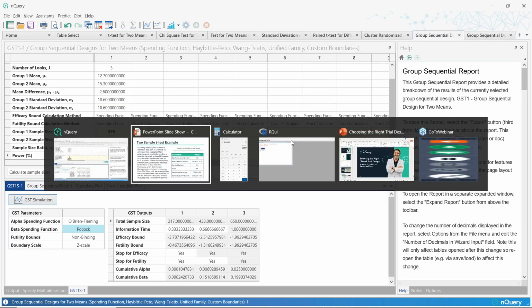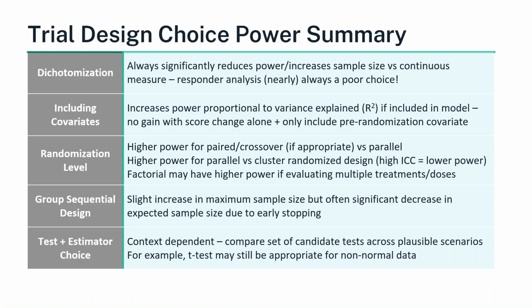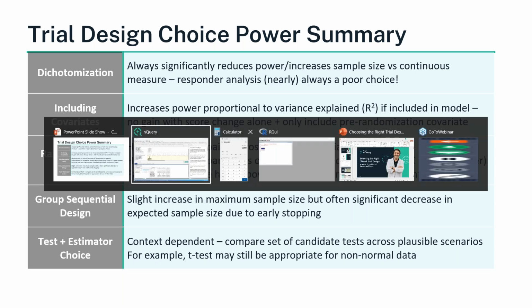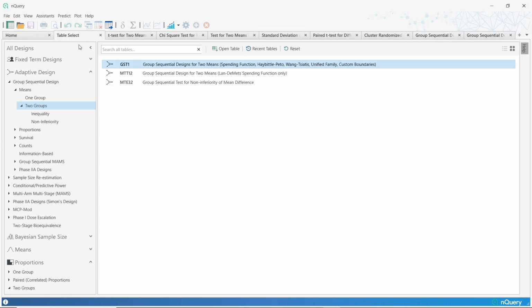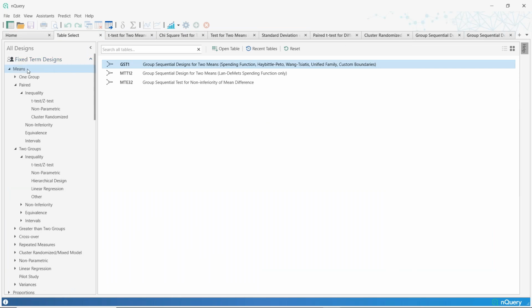And so, there are other considerations, like for example, you could choose between different estimators, but I think we're a bit low on time, so I'm not going to go into much detail. But you could, for example, compare the t-test to the Wilcoxon test. So if we were to go back to the table select and go back to the means case, so we go to means, in the two groups, we go to non-parametric instead.